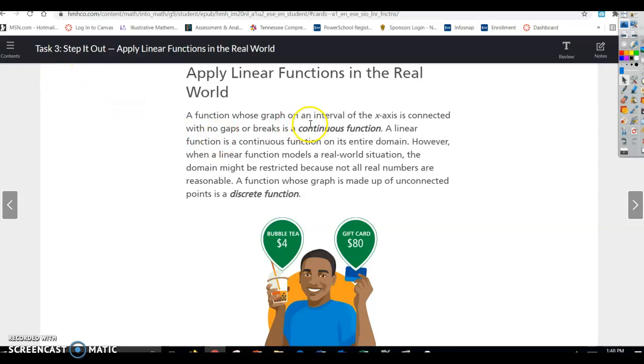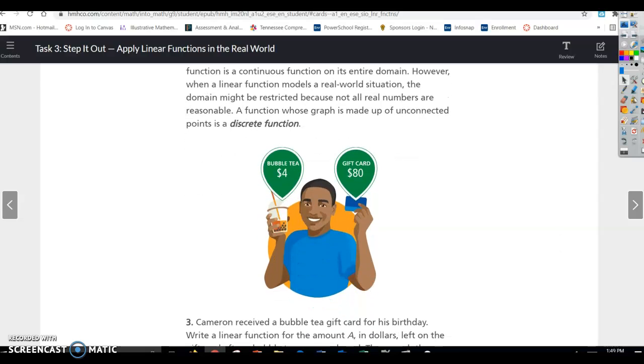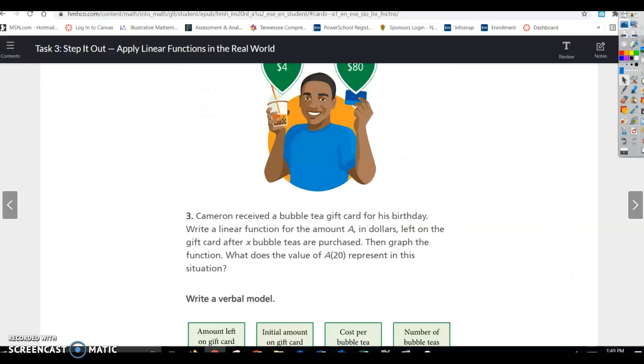All right, so a function whose graph on an interval of the x-axis is connected with no gaps or breaks is a continuous function. A linear function is a continuous function on its entire domain. So if it has no gaps or breaks, that's a continuous function. However, when a linear function models a real-world situation, the domain might be restricted because not all real numbers are reasonable. A function whose graph is made up of unconnected points is a discrete function. A lot of times we use discrete functions to model real-world situations.